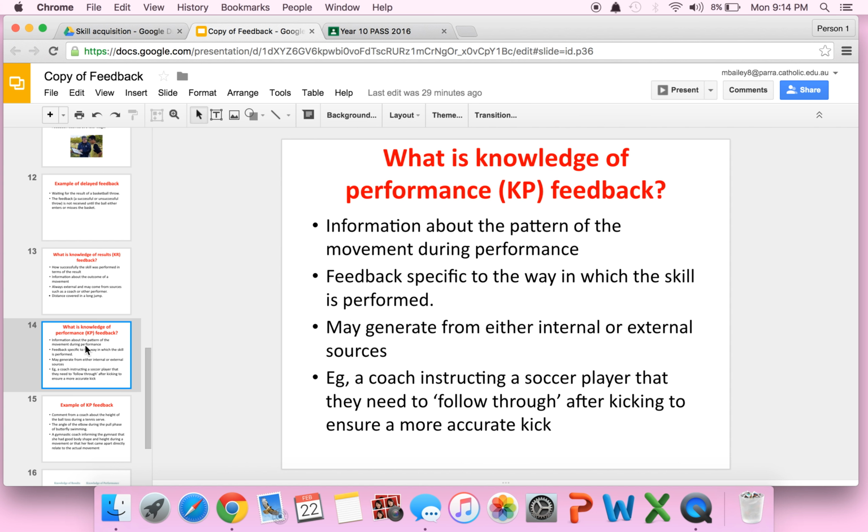Knowledge of performance is feedback that gives greater information regarding technique. The feedback is specific to the way in which the skill was performed. For example, a coach instructing a soccer player that they need to follow through after kicking to ensure a more accurate kick.